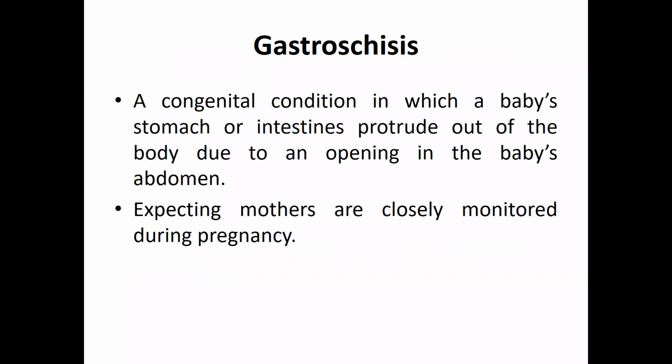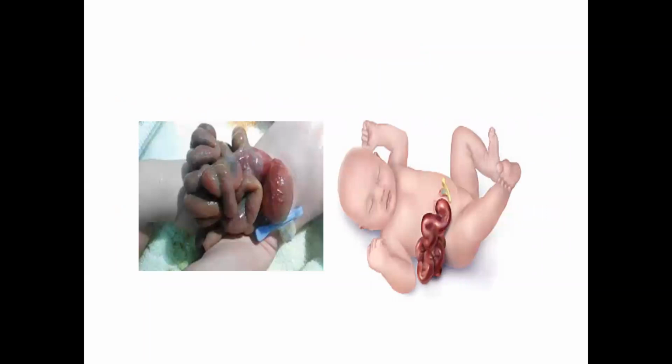Another term is gastroschisis. What do we mean by gastroschisis? This is a congenital condition in which the baby's stomach or intestine protrudes out of the body due to an opening or defect in the abdomen. This is usually diagnosed during the congenital anomaly scan. You can see there is a defect in the abdomen, and from that defect part of the intestine is coming out.